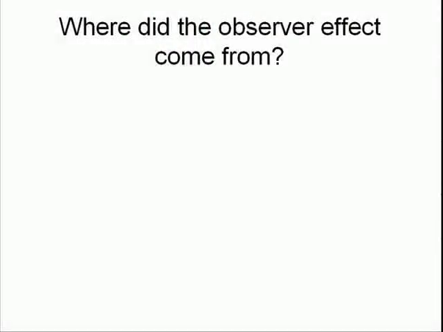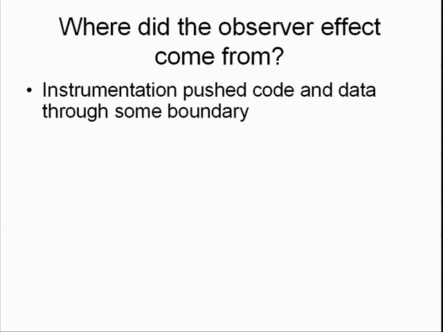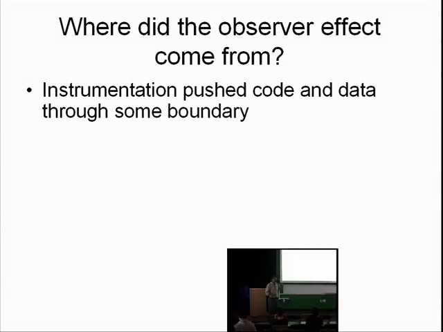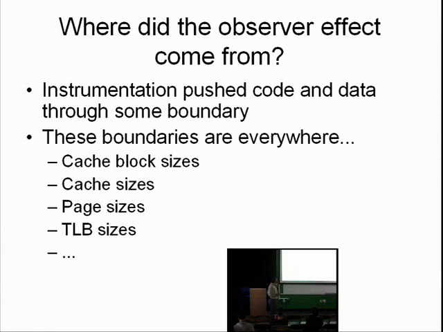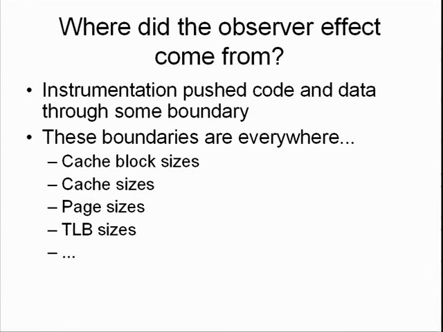Now, where does this observer effect come from? What happens is that when you add instrumentation, it pushes code or data through some boundary. And unfortunately, these boundaries are everywhere in a computer system. For example, you might push it from one cache block to a different cache block. You might exceed the cache size. You might go over a page boundary. You might go over a TLB, and so on and so forth. So these boundaries are everywhere in the computer system. And by moving things around, who knows which boundary you're going to push things over.